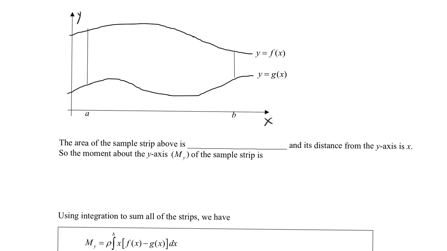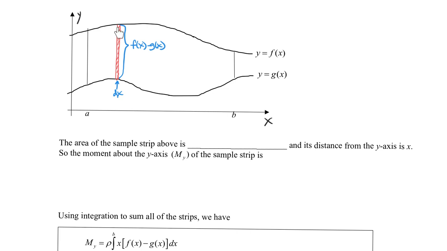And what we'll do here, we're going to find a little sample strip. So I'm going to just draw a little sample strip here between these two functions. Let's just make a little strip right here. This will be a little strip of this region that we're interested in. And to get some dimensions on this, we'll call this little change here dx. The little thickness here will be dx. And of course this is easy enough to find. This is just going to be f of x minus g of x.